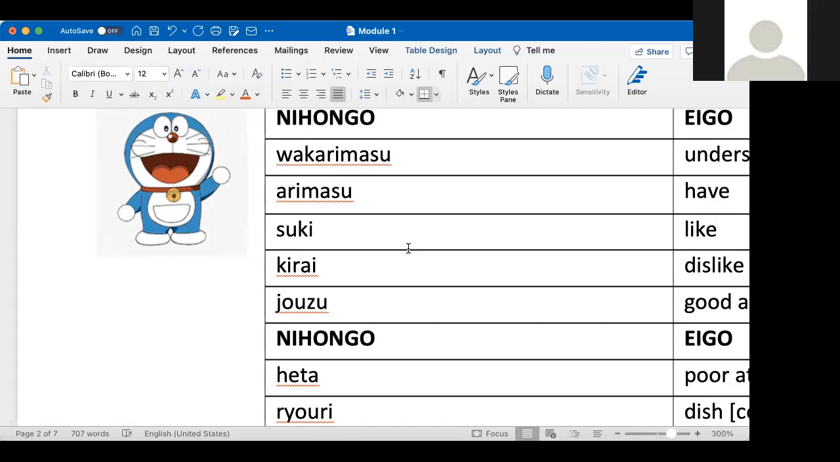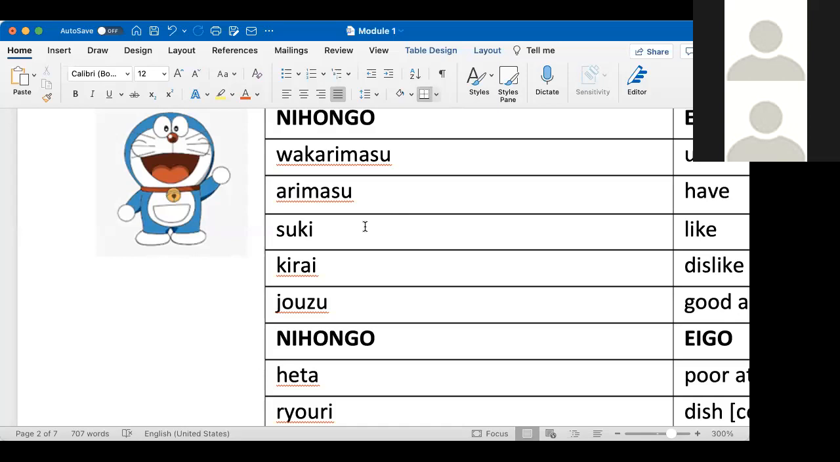Okay, so let's start from the top again. Wakarimasu kara jozu made onegai shimasu. Please read from wakarimasu until jozu. Wakarimasu. Arimasu. Suki. Kirai. Jozu. Okay, thank you. Sige lang. At least lang. At least that's good.